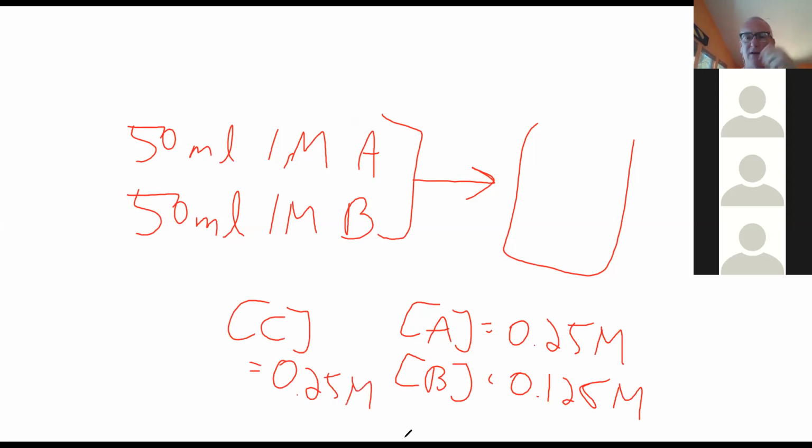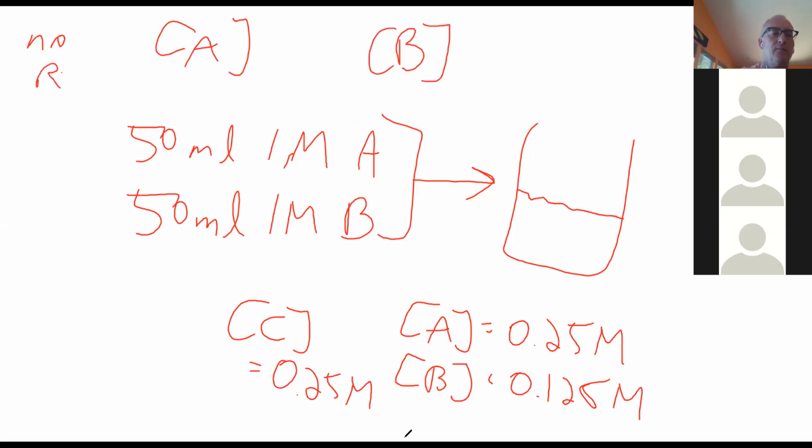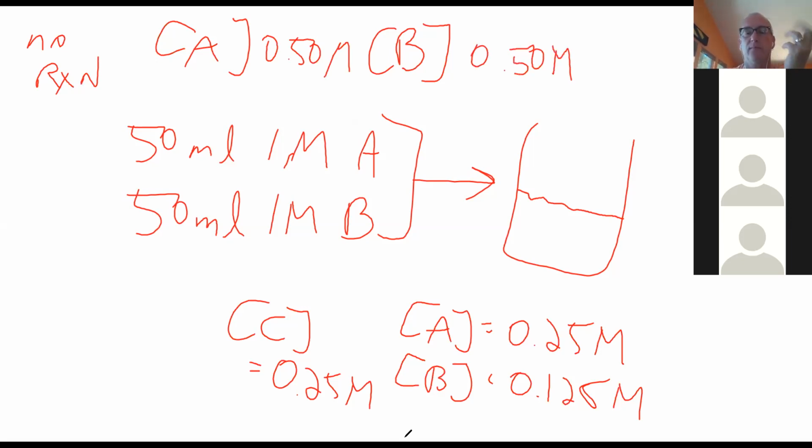What's happened? Can someone tell me what happened here? First of all, if nothing happens, what would be the concentration of A and B if nothing happened? There's no reaction. It'd be 50%, 50% of what? Give me a number. So it's 0.50 molar, yeah, right. 0.50 molar B. So each one would be 0.25 molar concentration for both A and B if nothing had happened, if all we did was just dilute them.